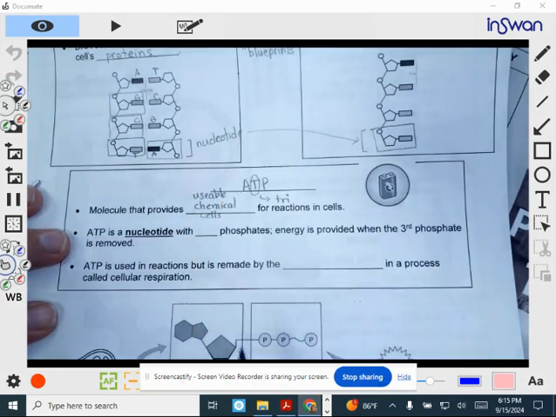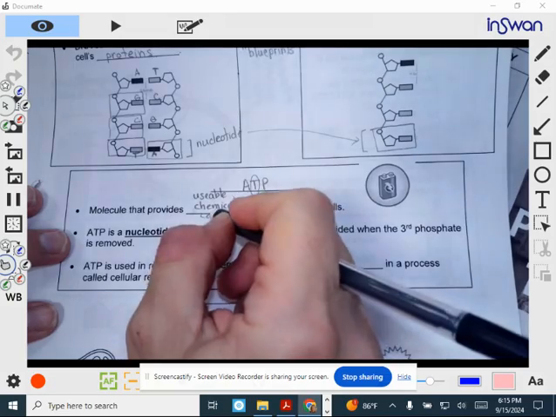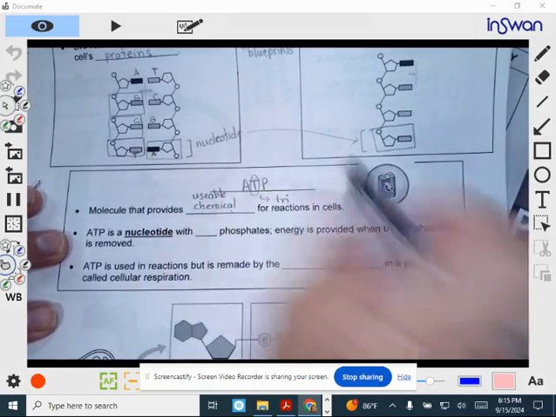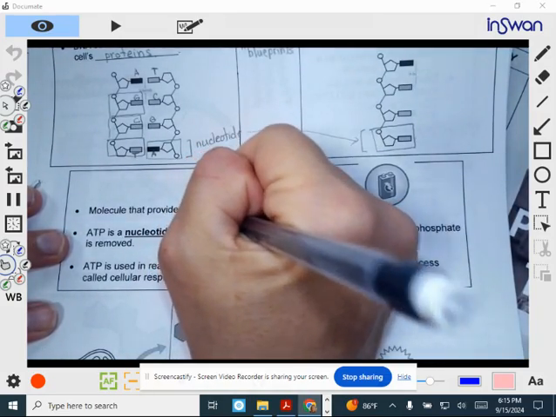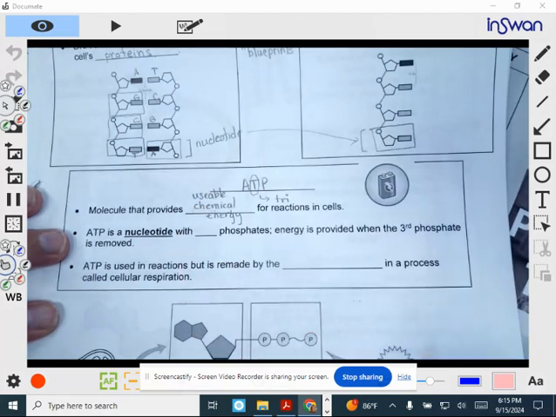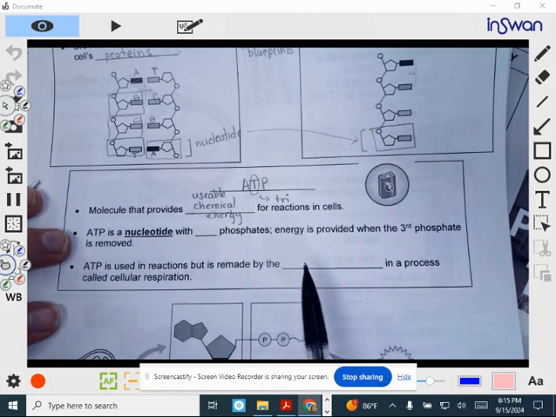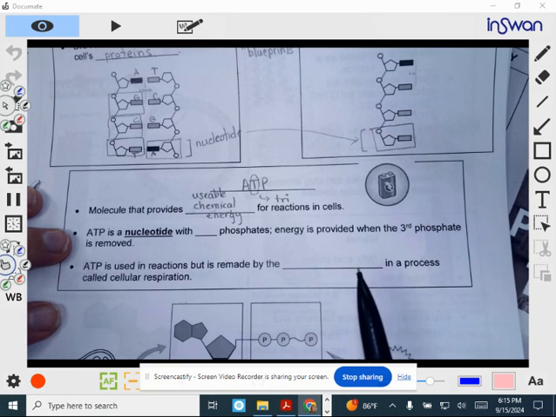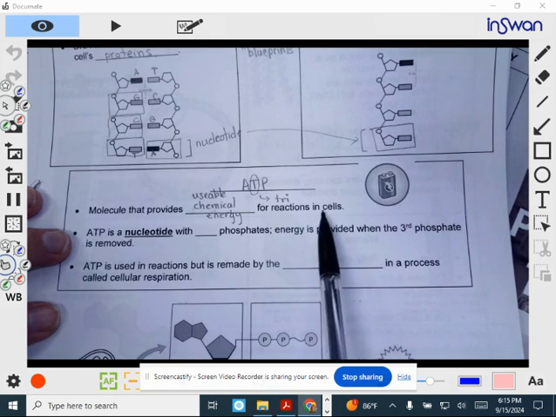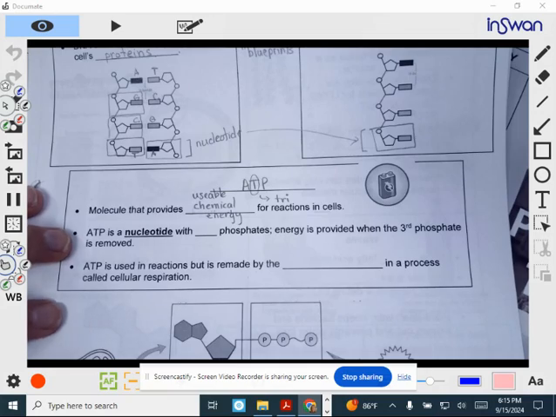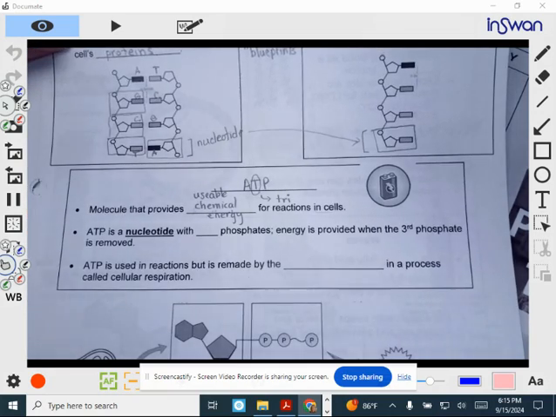Gasoline is also chemical energy. Actually, let's just do usable chemical energy. So gasoline is a form of chemical energy, but it's not in the form that's usable by cells. Electricity is a form of energy, but again, that's not in the form that cells can use. So energy has to be in the right form, otherwise it can't be utilized by something.